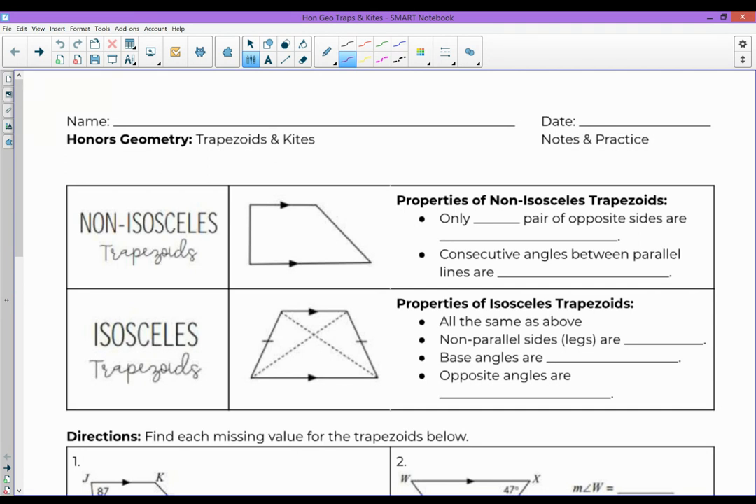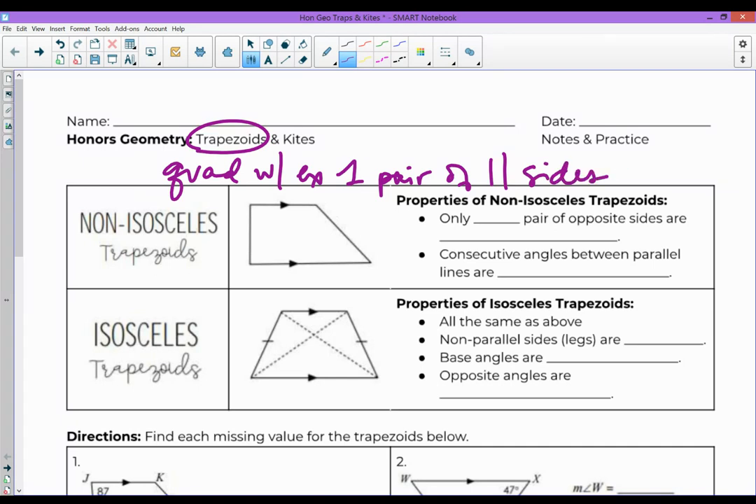So, a trapezoid is a quadrilateral with exactly one pair of parallel sides. So that's the definition of a trapezoid. We have some properties of non-isosceles and also of isosceles trapezoids. Non-isosceles trapezoids only have one pair. I could put the number one, it's probably easier to read. Only one pair of opposite sides that are parallel.